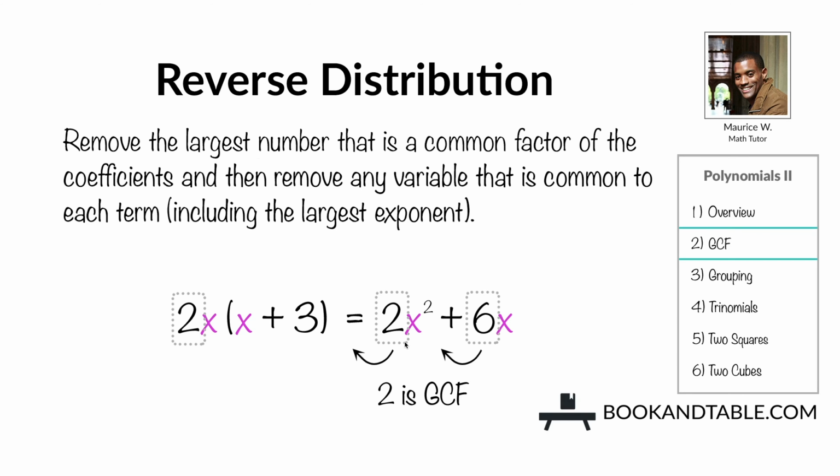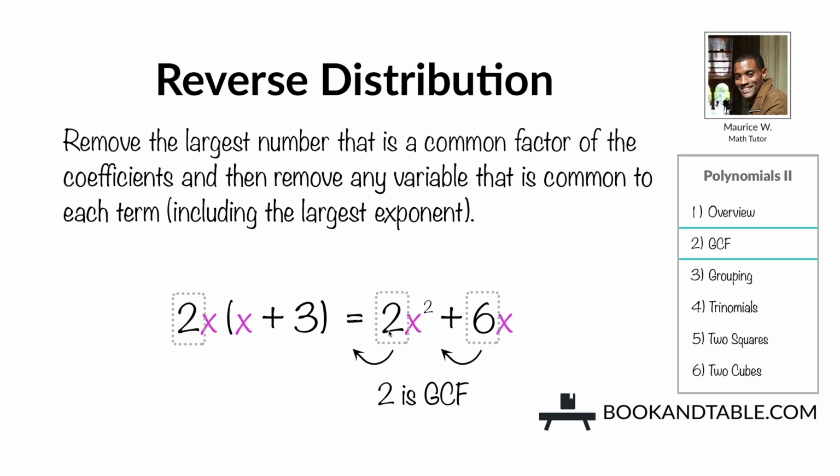So reverse distribution is what we will use to find the greatest common factor of a quadratic with a single variable. So if you had 2x squared plus 6x and wanted to remove the greatest common factor, the first thing you do is remove the largest number that is a common factor of the coefficients. In this case, our coefficients are 2 and 6. So the largest common factor between 2 and 6 is 2.